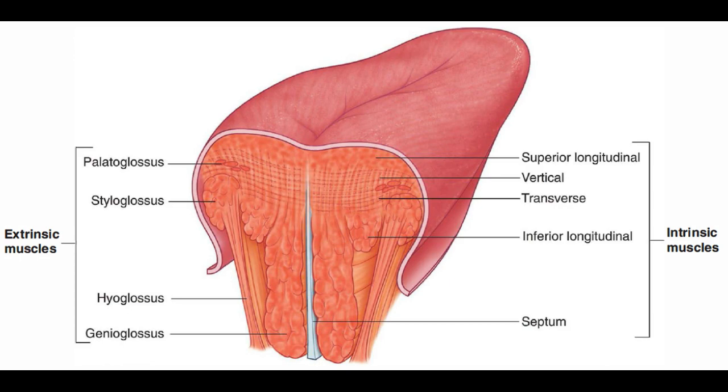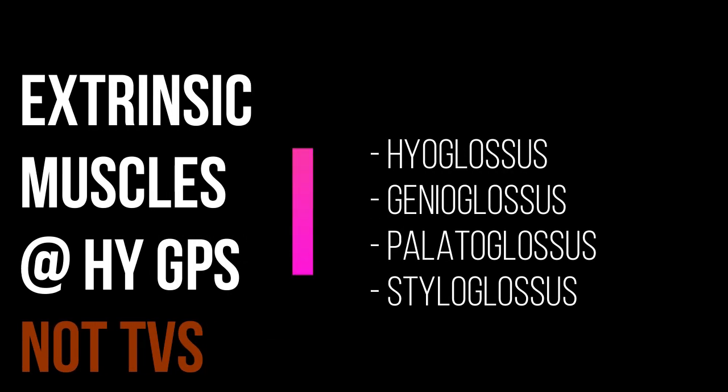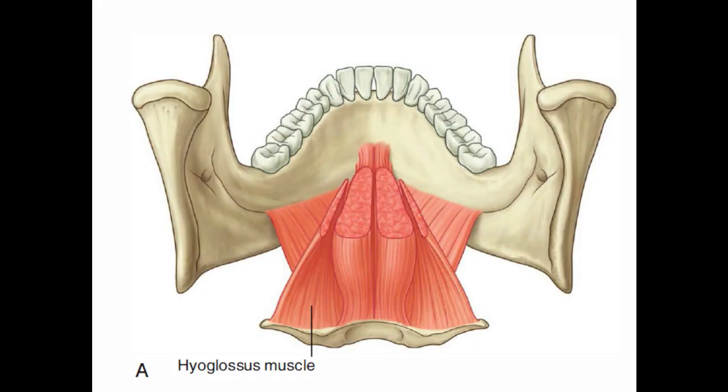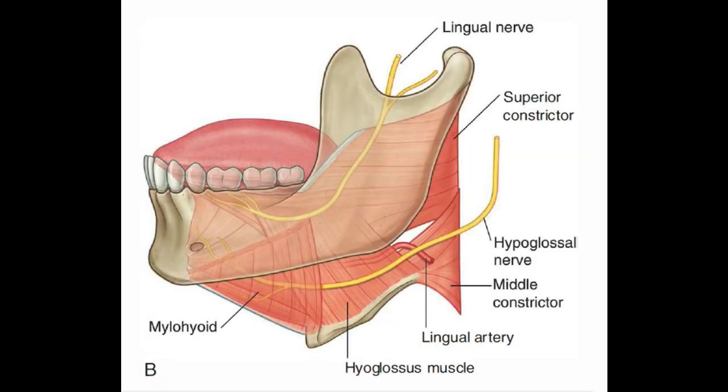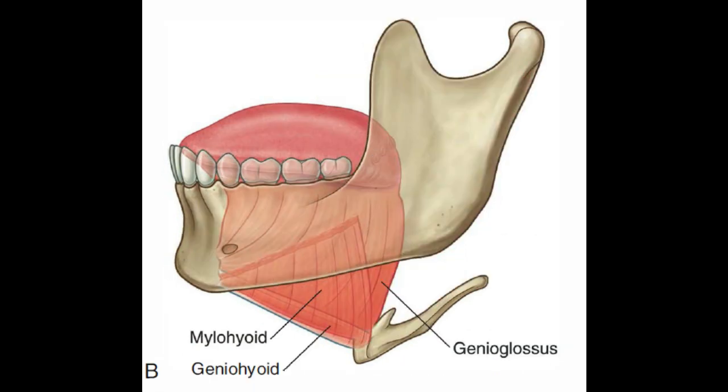Now let's go into the extrinsic muscles of the tongue. For extrinsic muscles, we have the mnemonic, high GPS. Let's see hyoglossus. It originates at the greater horn and adjacent part of the body of the hyoid bone, and it inserts into the lateral surface of the tongue. Now for simplicity, let's remember that all the extrinsic muscles of the tongue are inserted into the lateral surface of the tongue. How easy is that? Except genioglossus, all other extrinsic muscles are inserted into the lateral surface of the tongue, and genioglossus is inserted into the body of the hyoid and the entire length of the tongue.